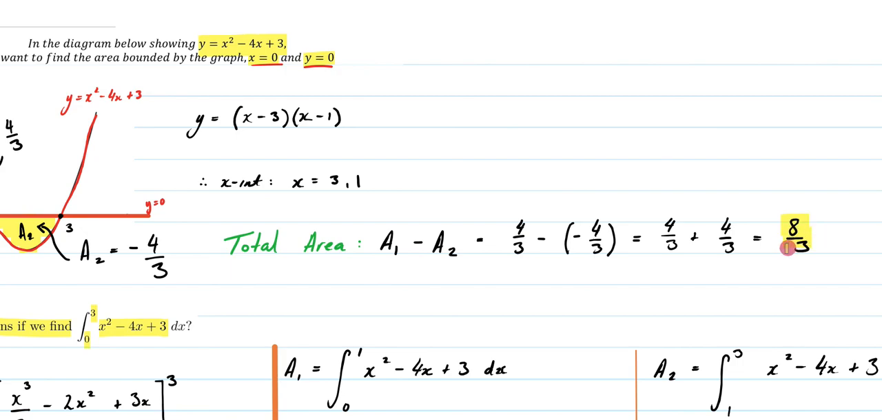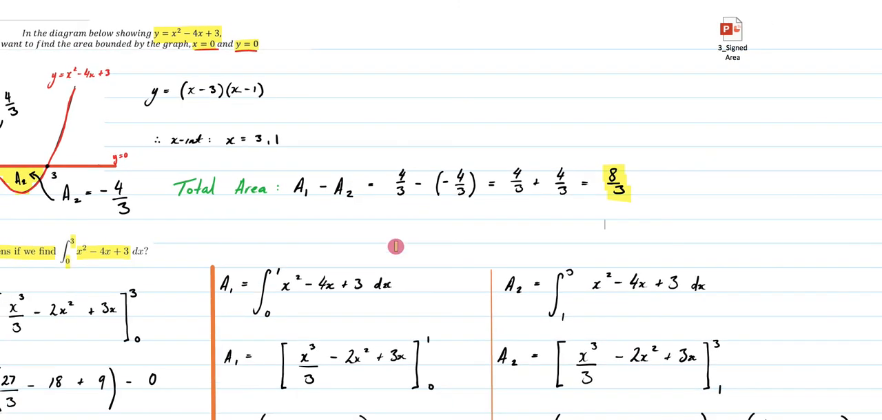So what happens when we add them together? You need to be aware that you need to sometimes chuck a negative in there in order to counteract the negative area, which is under the x-axis. And with that, we have done our very first example.